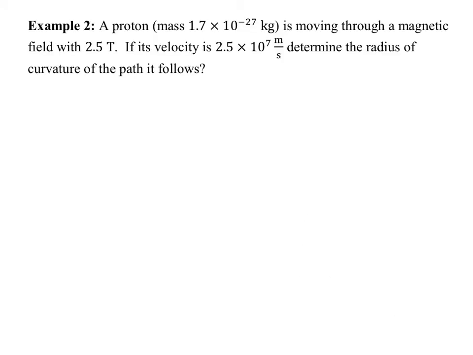A proton is moving through a magnetic field. The field is 2.5 Tesla. If the velocity is 2.5 times 10 to the 7, determine the radius of curvature of the path that it follows. Now, in this case, I should have said into or out of the page, really. I don't know why I didn't say that. That's why I paused. So let's say, for the sake of this, out of the page.